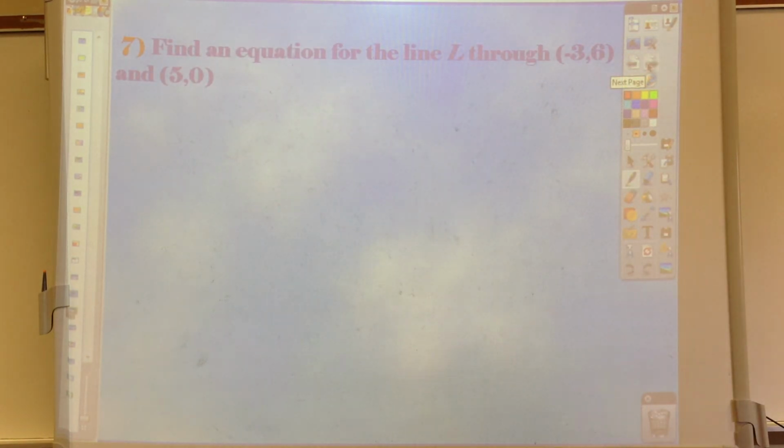All right, last but not least, find an equation for the line through these 2 points. I'd like this on a piece of paper at the beginning of class tomorrow, and I'll see you then.